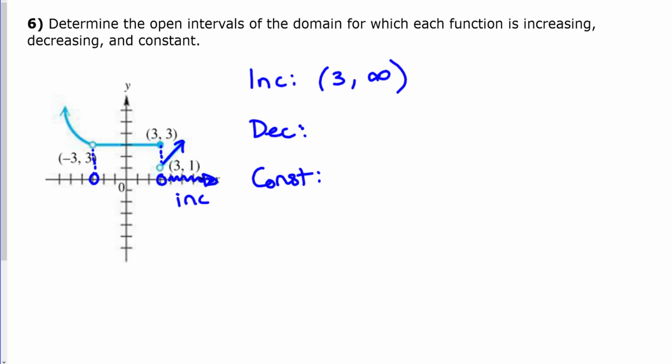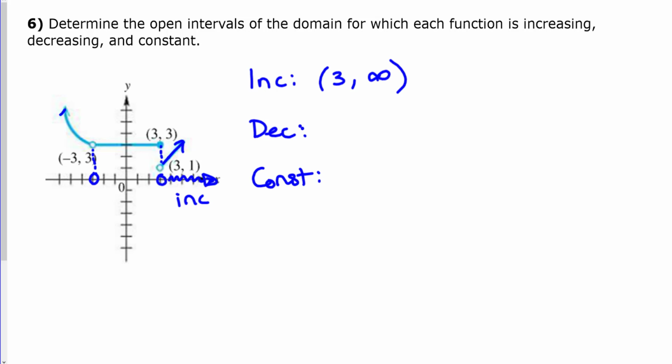Notice I didn't include the 1 there. The 1 is a y value. We're not asking what's happening with the y. The y is increasing. We want to know where on the x the y values are increasing. So it's just from the value 3 to positive infinity.